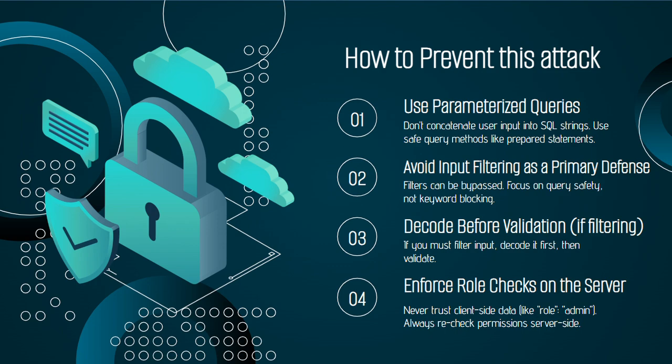The fourth round of defense is to enforce server-side role checks. After the injection succeeded, the app gave us an admin session just based on the query result without rechecking our permissions. Sensitive actions like deleting feedback should always trigger a role check on the server, independent of what's stored in the client session or cookie. Never assume that a logged in user is authorized just because they passed the login page.